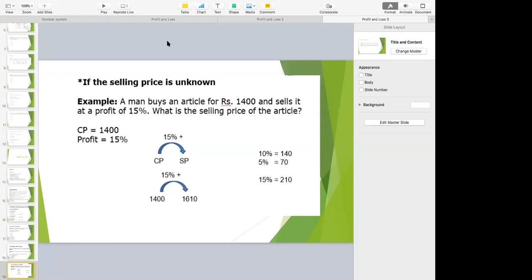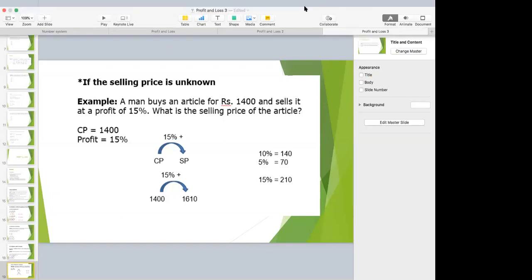So what we need to do is first find out the actual profit. And how will we calculate the actual profit? You know that profit percentage is calculated on the CP, and the CP is already given here, right? So we will use that information to calculate the profit. 15% of 1400. Now to calculate 15%, first we will break it into 10% plus 5%. 10% of 1400 will be 140, and 5% will be half of 140.